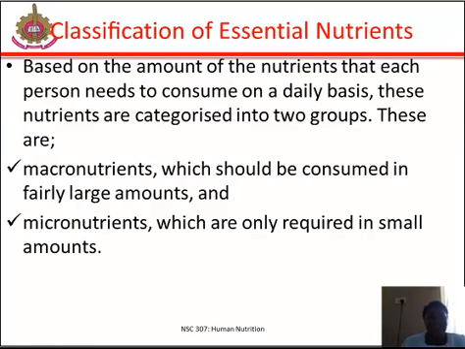Let's move to classification of essential nutrients. Based on the amount of nutrients that each person needs to consume on a daily basis, these nutrients are categorized into 2 groups. We have the macronutrients, which will be consumed in fairly large amounts, and micronutrients, which are only required in small amounts. Macro means large, as their name suggests, and these are nutrients which people need to eat regularly and in a fairly large amount.